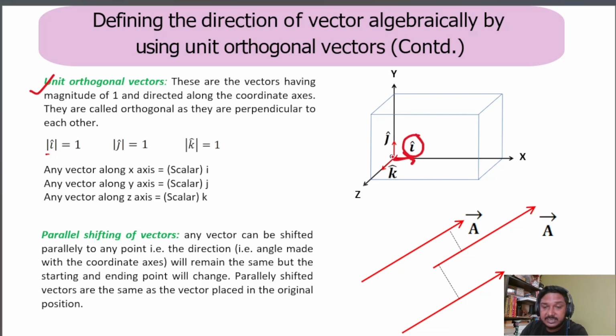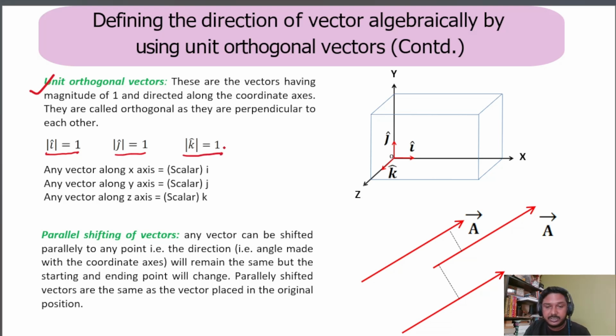Okay, the second unit vector is j cap, which is directed along the y-axis, and the third is k cap, which is directed along the z-axis. So i cap, j cap, and k cap are the 3 unit orthogonal vectors in physics in the 3 directions x, y and z. Now, as they are unit vectors, their magnitudes are also going to be 1. So mod i cap is 1, mod j cap is 1 and mod k cap is 1.